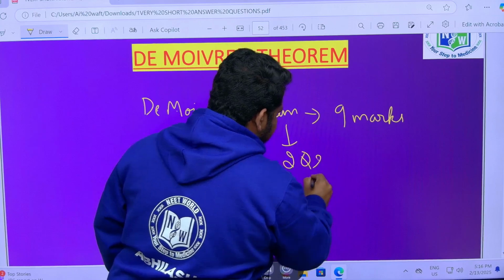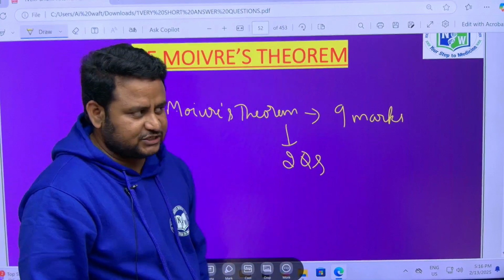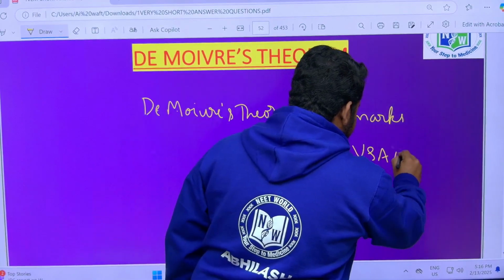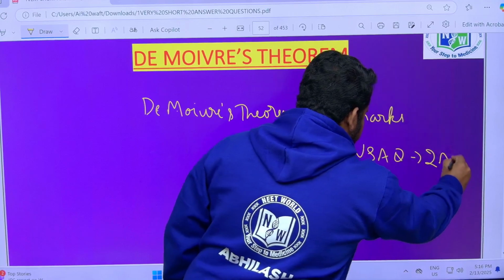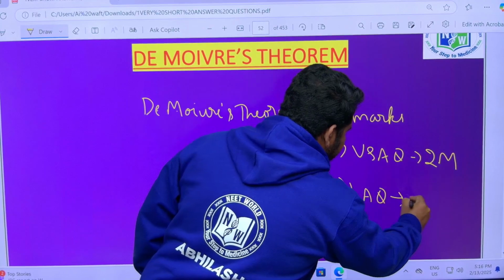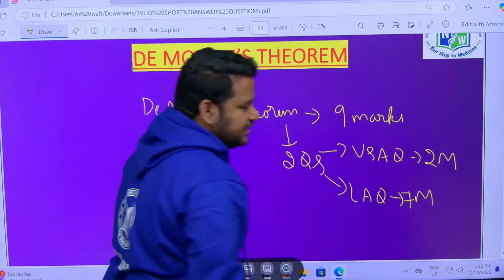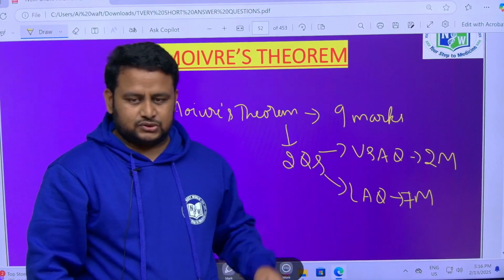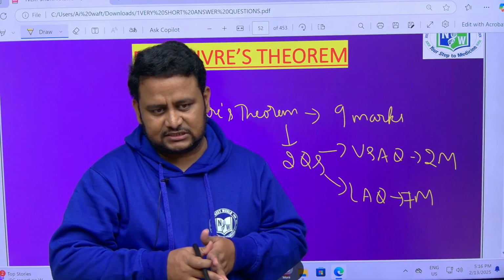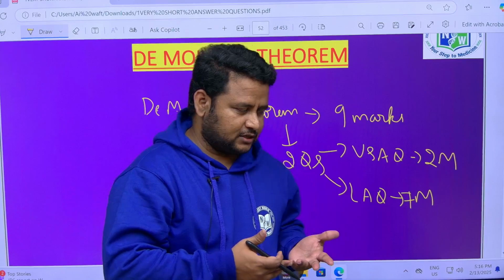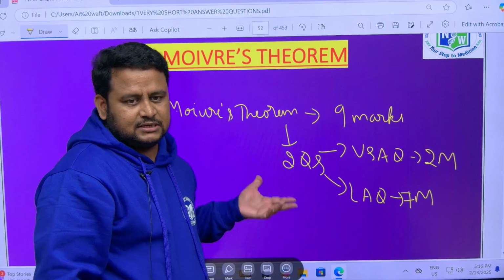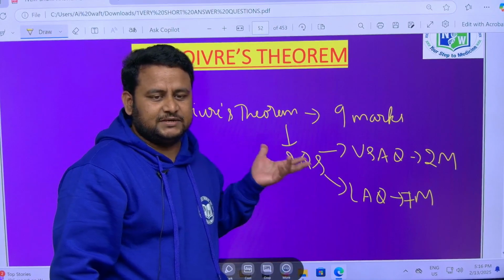Only two questions will come. One is from very short answer questions, VSAQ, which carries 2 marks, and another one is from long answer questions, which carries 7 marks. So in total it carries 9 marks. If you have understood complex numbers well, then you will be able to easily understand De-Moivre's theorem. Okay, all right. Having said this, let us start with the session and dive into De-Moivre's theorem.